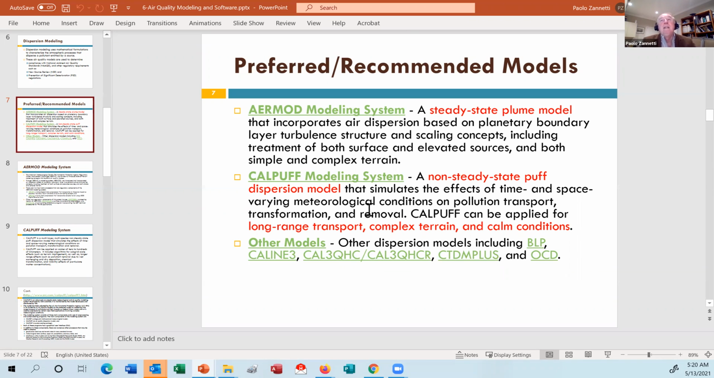CalPuff is a dynamic, non-steady state puff dispersion model. If you have long-range transport, let's say greater than 50 kilometers, for sure you should use CalPuff. Even greater than 20 kilometers, in my opinion. There are other models that you can look at, but very few people use them. Very few people.